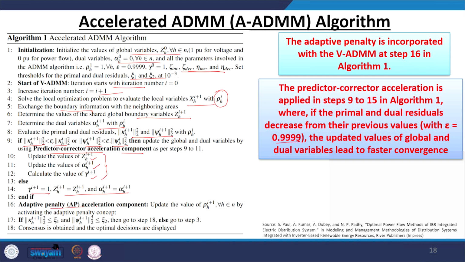After that, you will update your penalty parameter by doing the adaptive penalty, and then this adaptive penalty will be used again in the next iteration for solving the ADMM process, if your residual values are not lesser than your tolerance or threshold value. If they are lesser, then go to the last step, and you are getting your consensus and the optimal decisions are obtained.